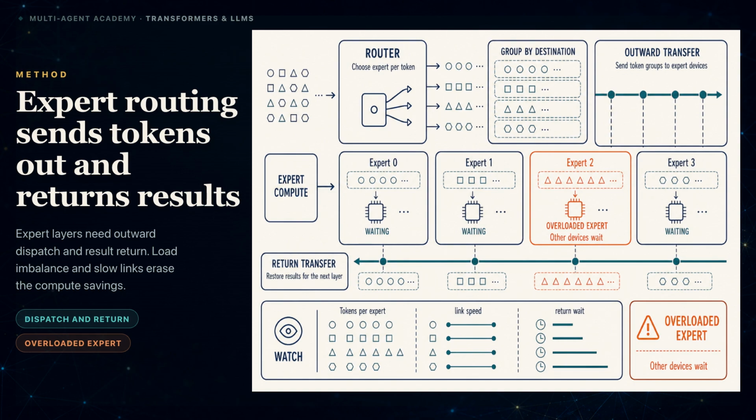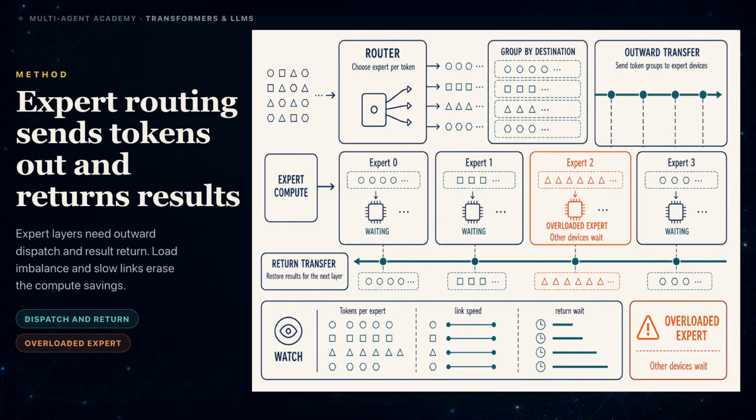Mixture of experts models introduce another distribution problem. Different feed-forward experts can live on different devices. A router selects one or more experts for each token. The system groups tokens by destination and sends each group to the device that stores the required expert. After computation, the results return to the devices continuing the transformer layer.